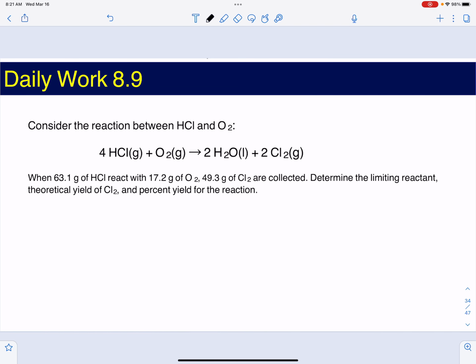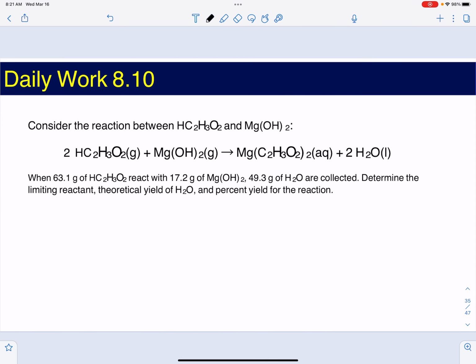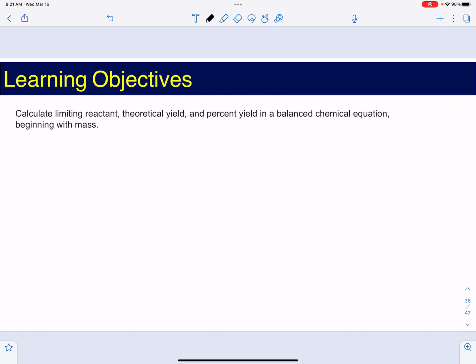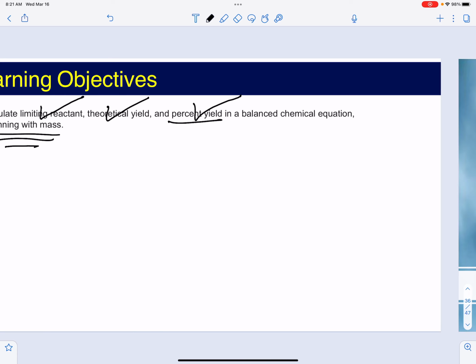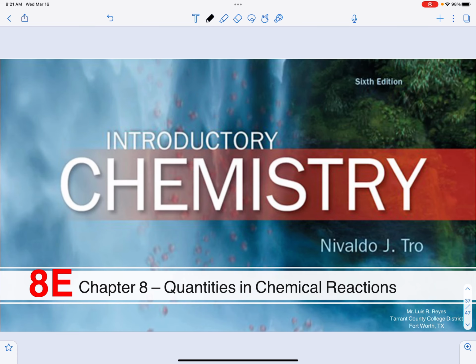So now you can work on this problem, and when you are done with this problem, work on that one because you need practice on this. And once you do that, we are done with these objectives. So using mass, beginning with mass, now you know how to find the limiting reactant, the theoretical yield, and the percent yield. And make sure you understand what they mean, not just a mathematical calculation. So that's the end of this section of the chapter.